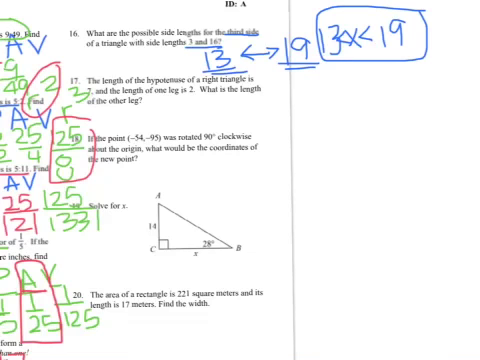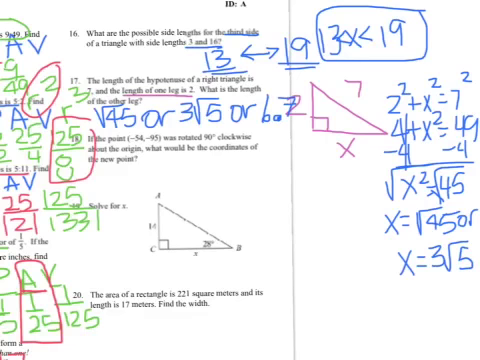It says the length of the hypotenuse of a right triangle is 7. The length of one leg is 2. Find the length of the other leg. So hopefully at this point in the year you're really good at the Pythagorean theorem, so I'm going to solve that for you. So I solved it on the right using the Pythagorean theorem.